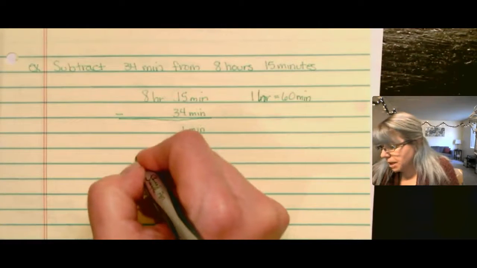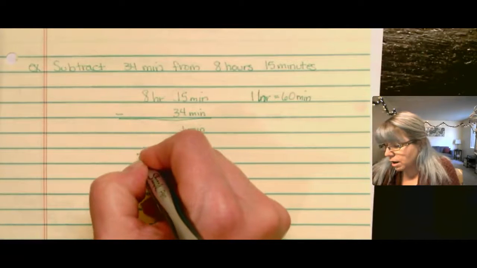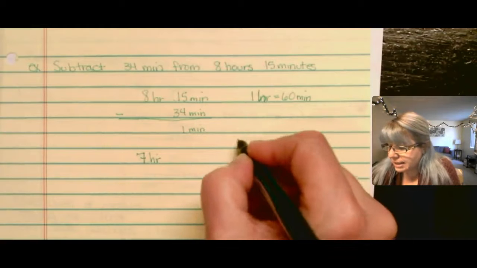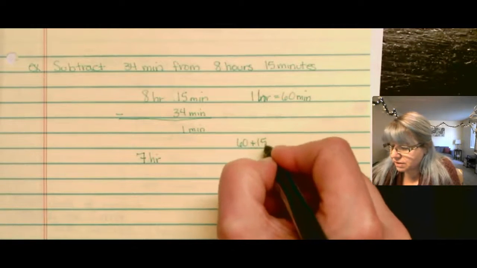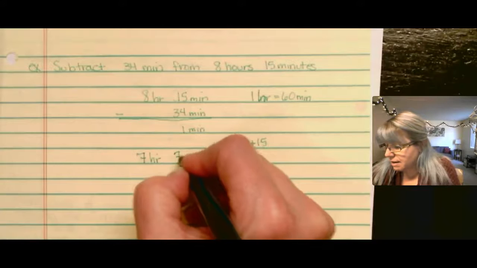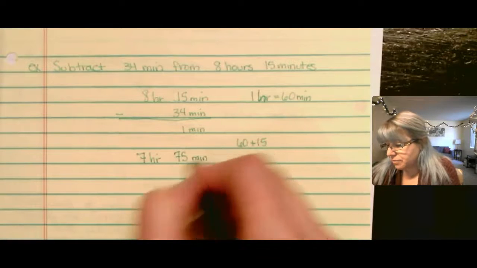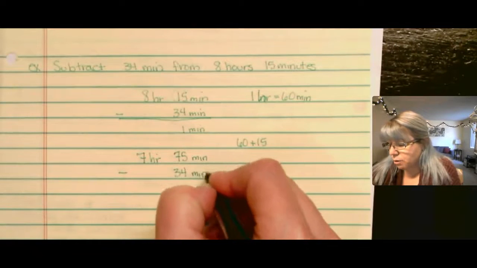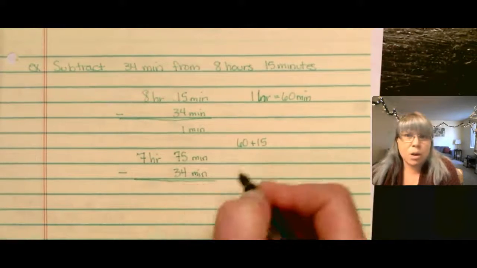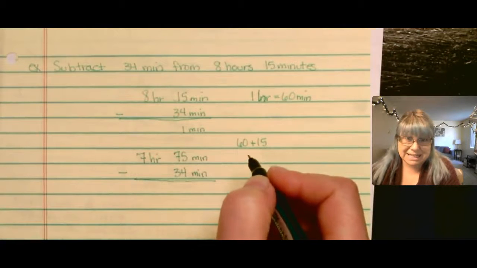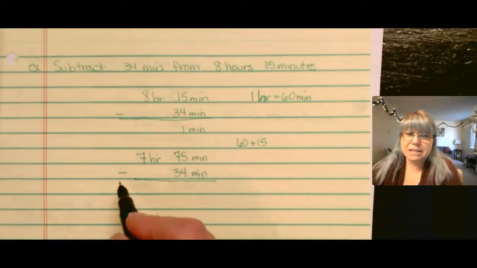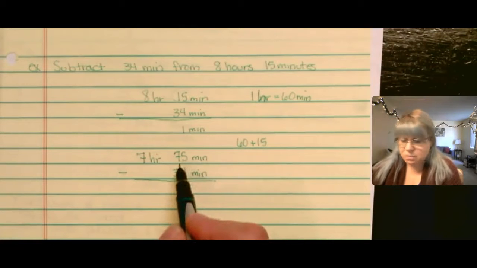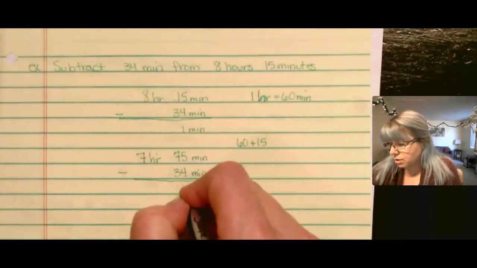So this problem becomes: I'm borrowing from the 8, 1, so that becomes 7 hours, and I have to add 60 minutes to the 15 minutes, and I get 75 minutes, and now I can subtract the 34 minutes. So borrowing, I have to borrow the whole entire hour, meaning I have to borrow 60 minutes. Because I'm borrowing 60 minutes, I have to give it to the 15 that was already there, giving me 75 minutes. Now I can do the math.